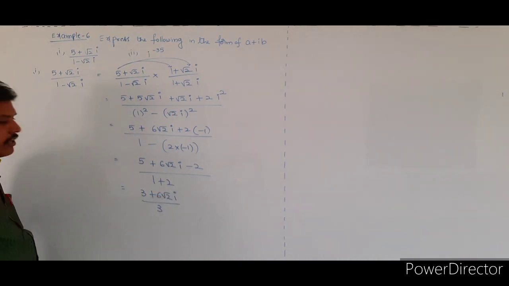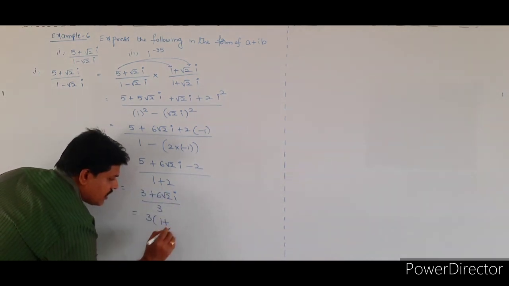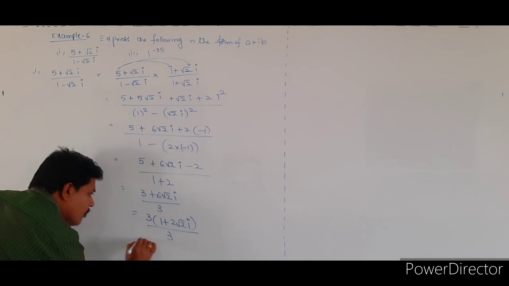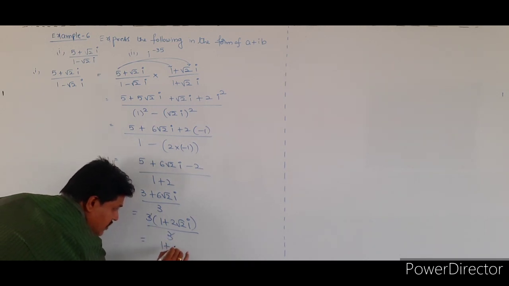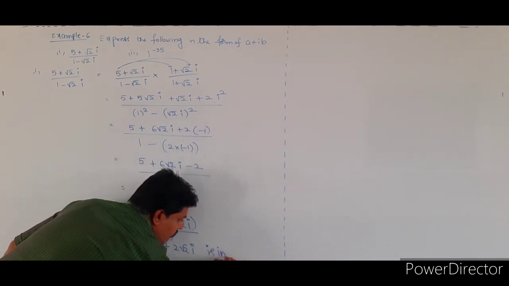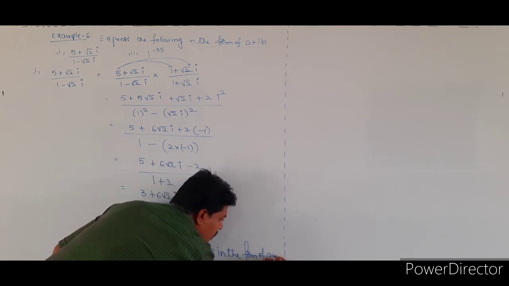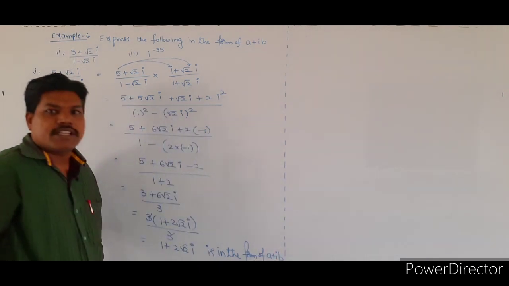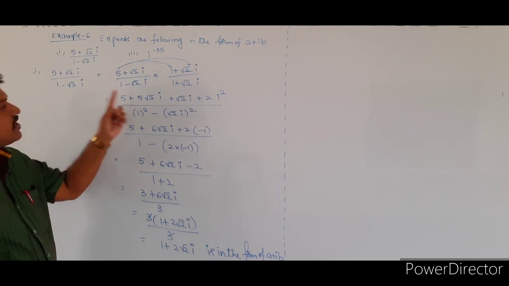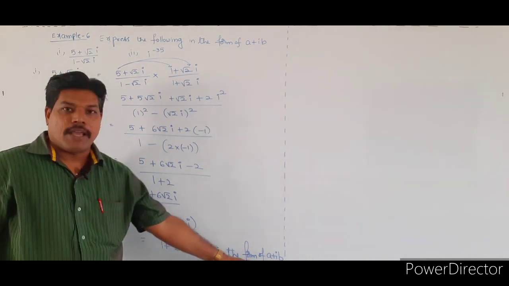What can we take common here? In the numerator you can take the 3 common out. 1 plus 2 root 2 into i by 3. So 3 will be cancelled, it will become 1 plus 2 root 2 into i, which is in the form of a plus ib. Yes or no? It is in the form of a plus ib. In the denominator 1 plus root 2 into i is there. Just multiply and divide with 1 plus root 2i and simplify. Automatically it will convert into the form of a plus ib.